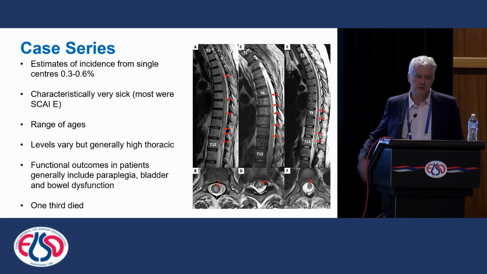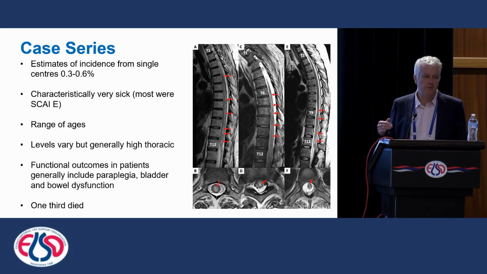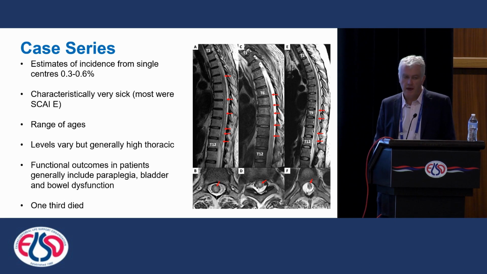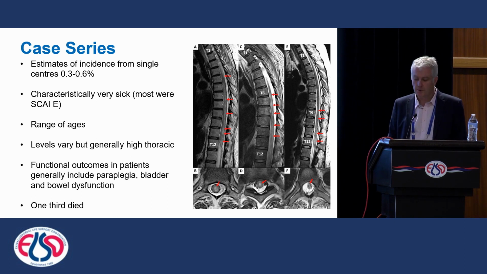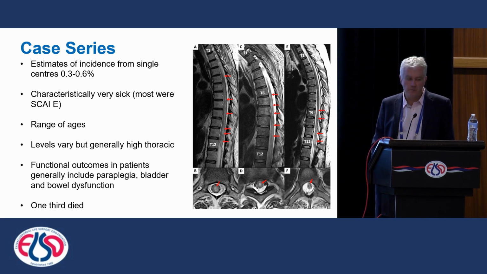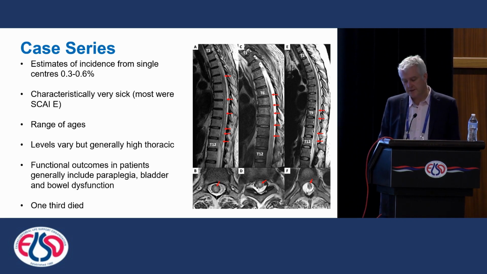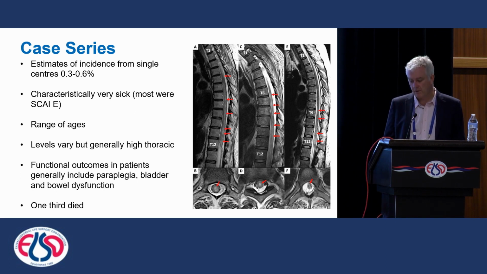The levels at which this spinal injury occurs vary, but they generally tend to be around the high thoracic level, so T1 to T7 or thereabouts. And the functional outcomes in these patients are poor. They include paraplegia and lots of bladder and bowel problems, hence the word at the start about devastating. And a third of them subsequently went on to die of either multi-organ failure or their primary illness. So these are a sick group of patients.